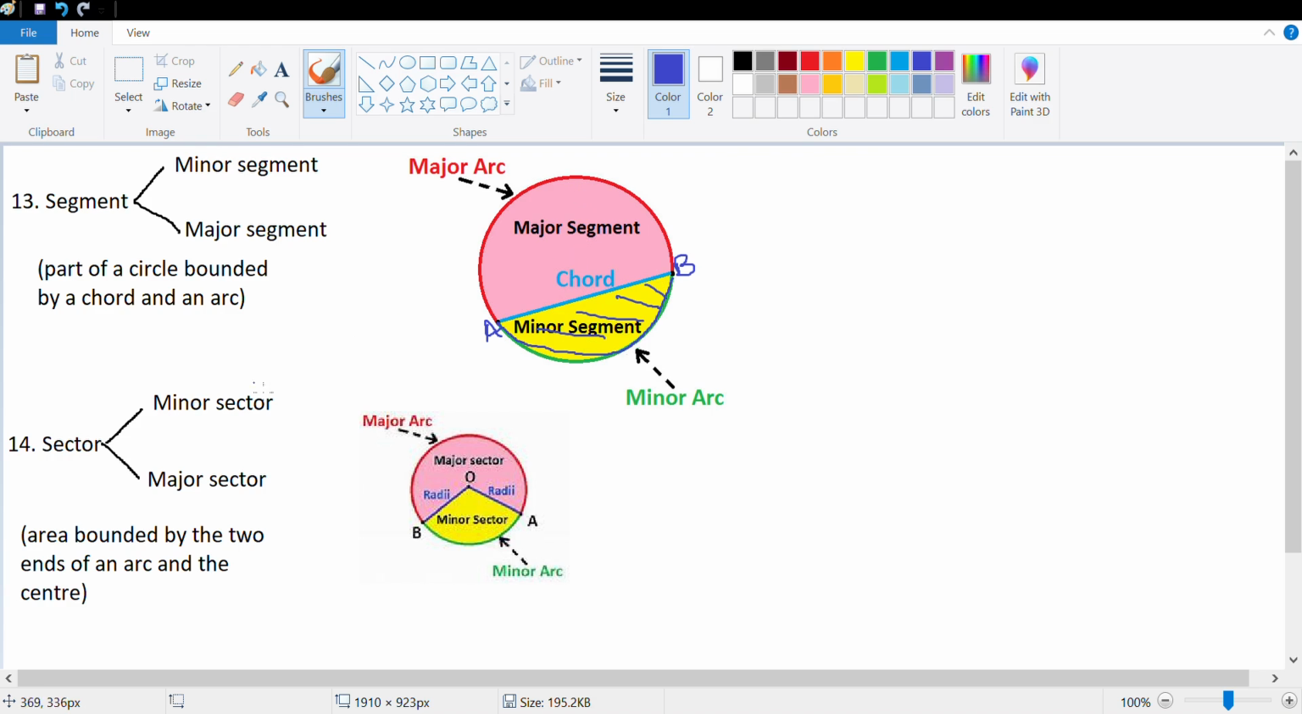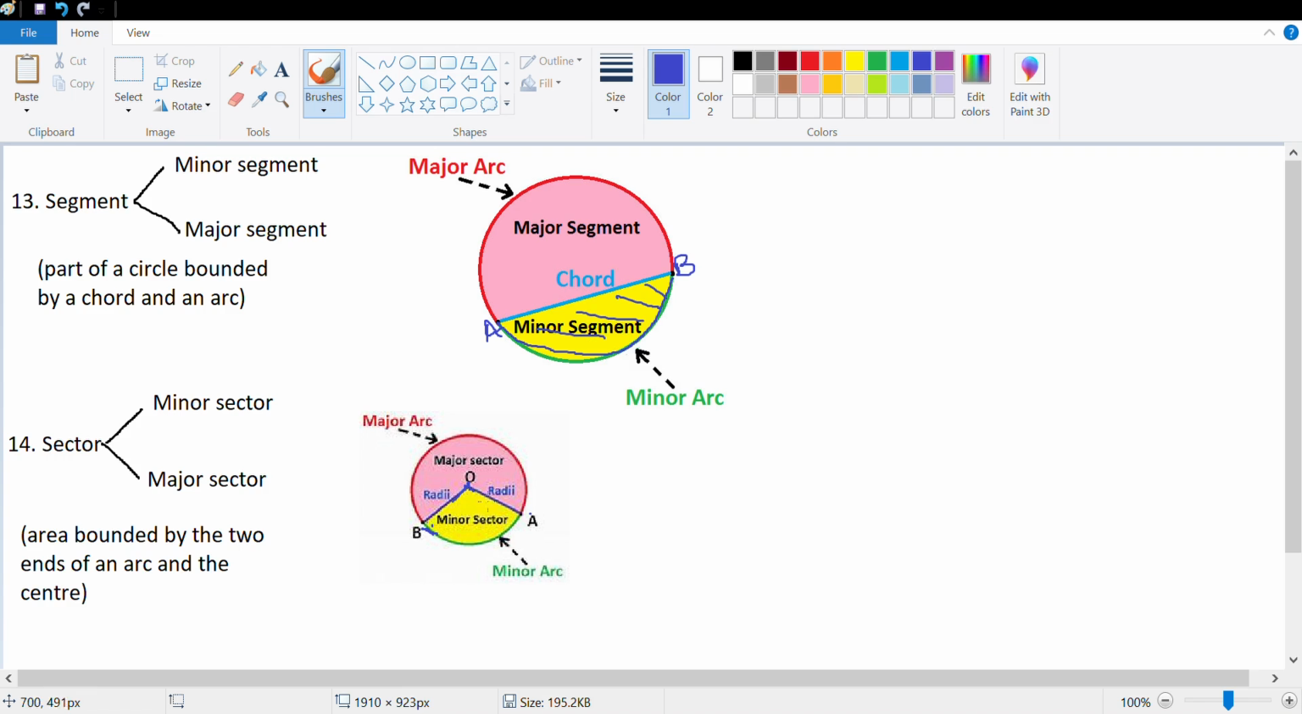Similarly, a sector. A sector is a part of the circle bounded by two ends of an arc with the center. So in this case, O is the center, BA is the arc. So there is OB and OA.